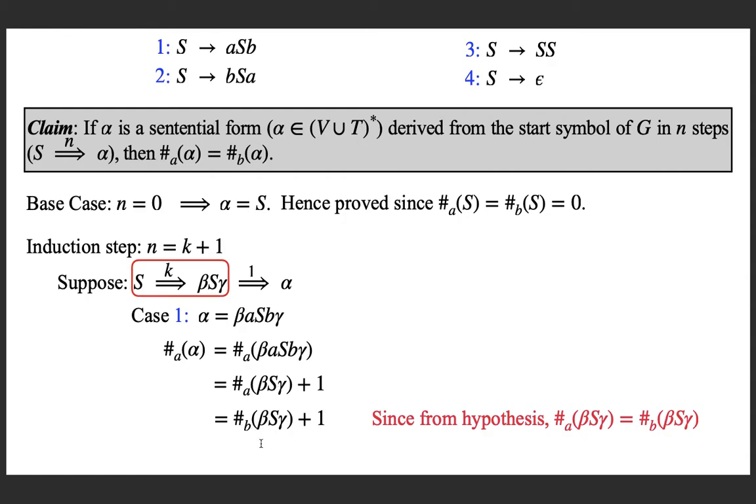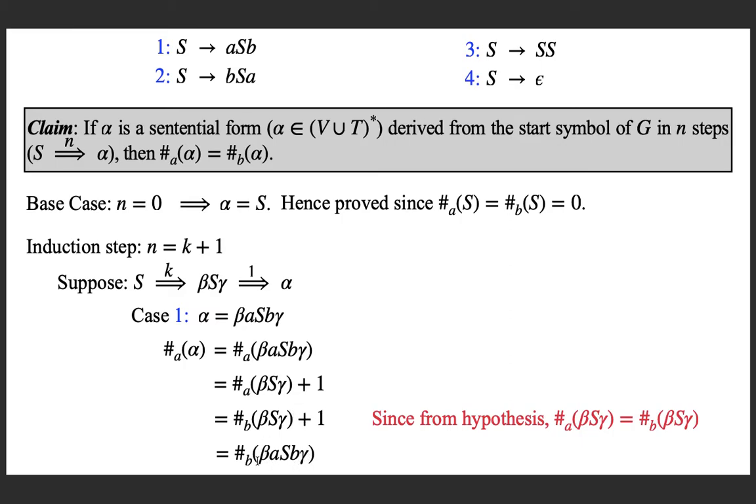Now I can rewrite this quantity as this. Why? Because now suppose that the number of B's in beta S gamma is k, some value of k. Then what will be the number of B's here? What I did is I have replaced capital S with a small a, capital S, small b. So I added one more b. So if it is k plus 1 here, here itself it is k plus 1. So these two quantities are the same.